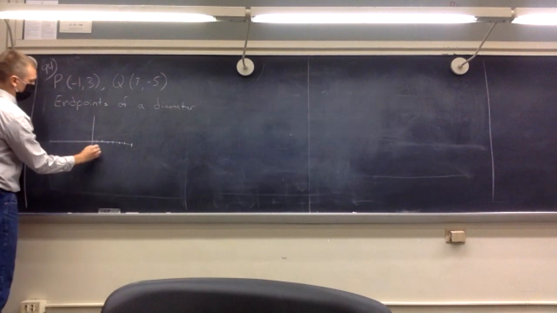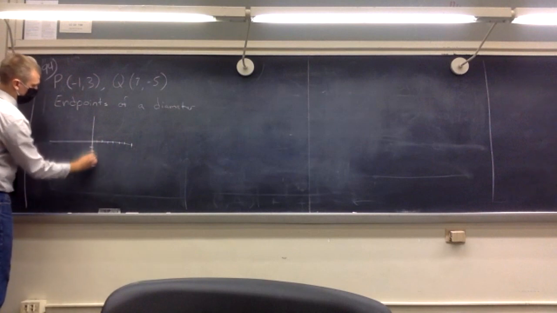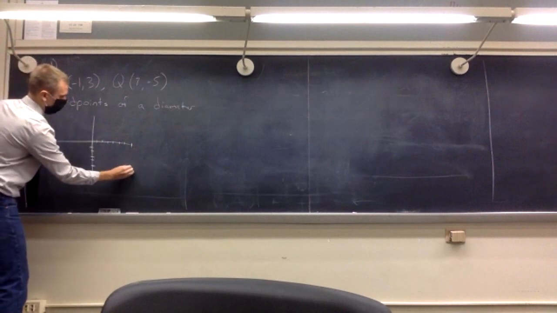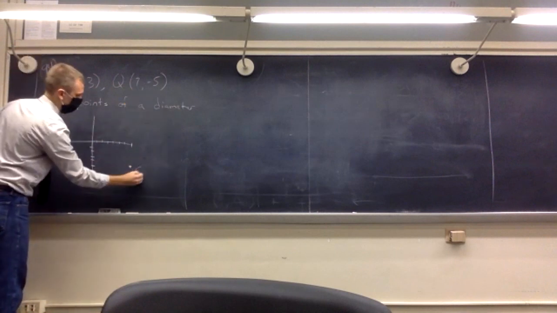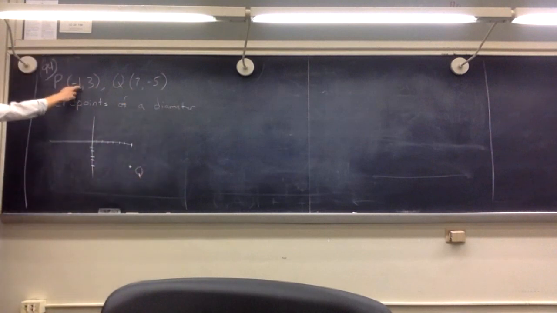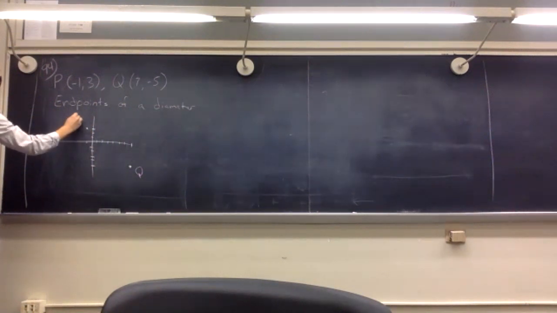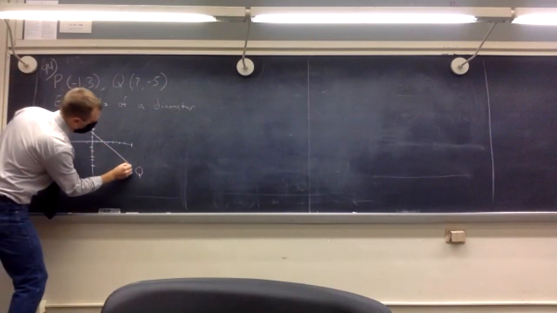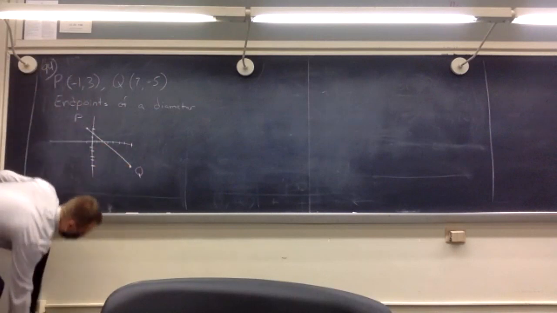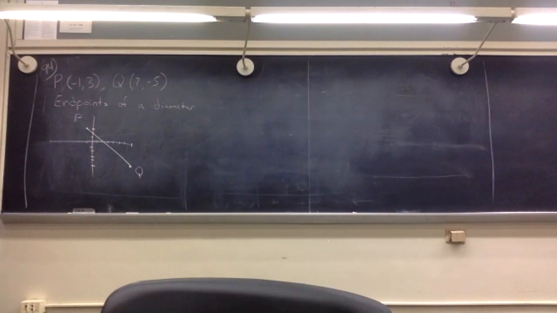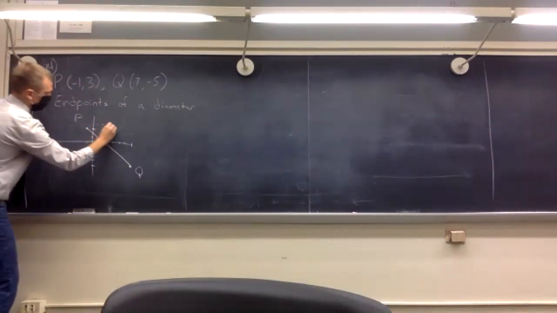1, 2, 3, 4, 5, 6, 7. So this is one point, that's Q. -1, 3, that's P. And then this is the diameter of that circle. So the circle, we know, looks something like this.